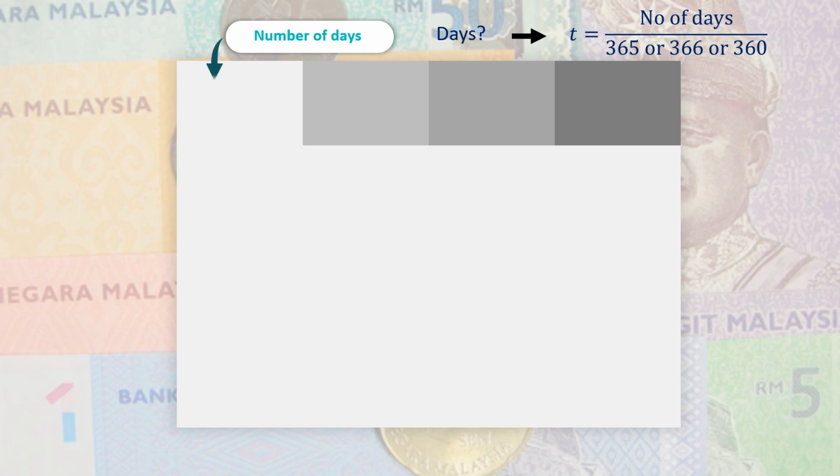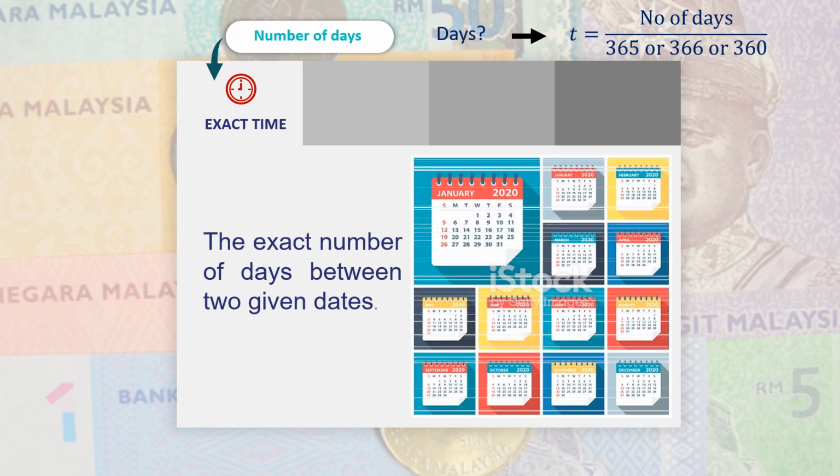The first one is by using exact time. Exact time is the exact number of days between two given dates. For example, January has 31 days, April has 30 days, August has 31 days. How about February? For February, it depends on the year given. If the given year is a leap year, February has 29 days. If it is a non-leap year, February has 28 days.